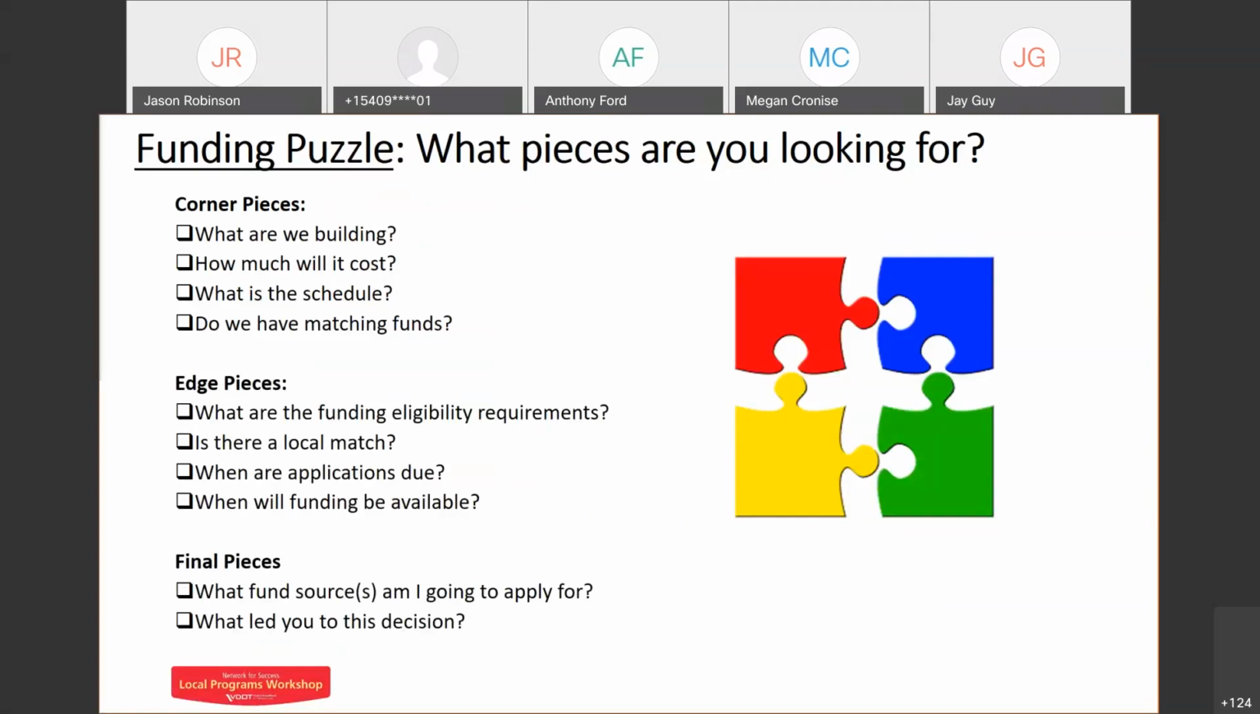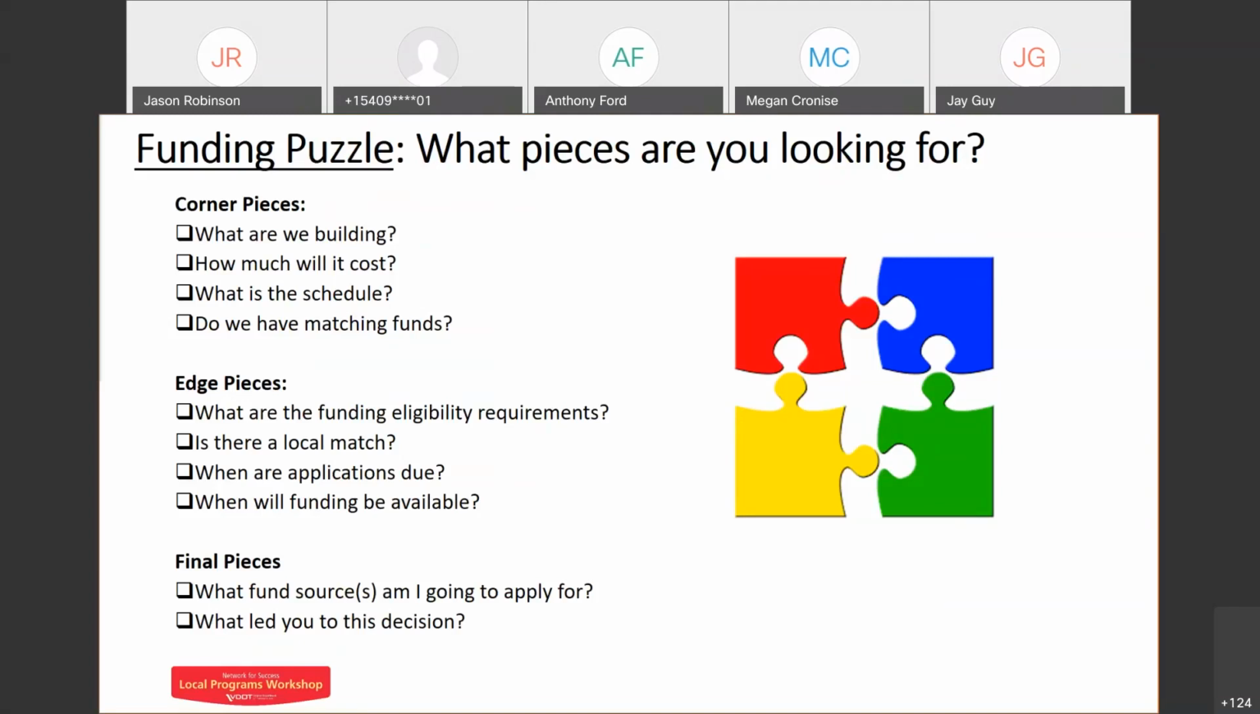What are the eligibility requirements? Is there a local match? When are the applications due? And not only when are the applications due, but when's the funding going to be available? As Anthony pointed out, revenue sharing is every 2 years, and the money's available every 2 years. Whereas Smart Scale is every 2 years, but your funding, you may be looking 4, 5, 6 years out in the future for that. So all of that starts to frame how you're going to be able to deliver your project if and when your applications are successful.